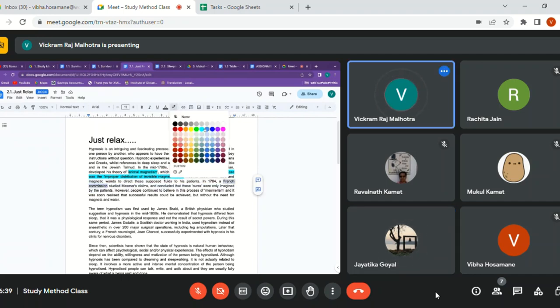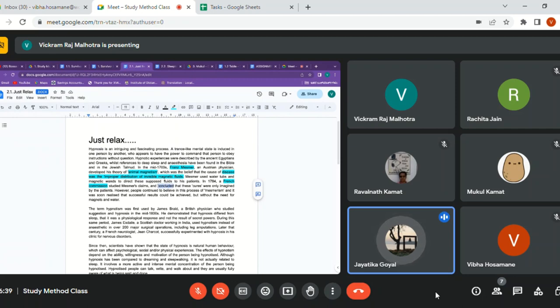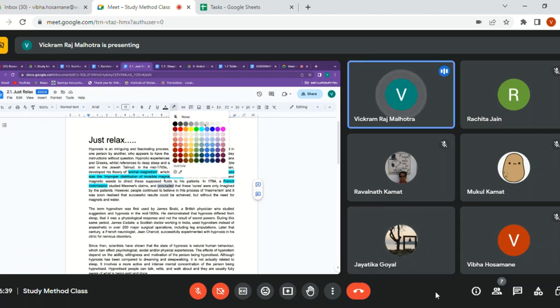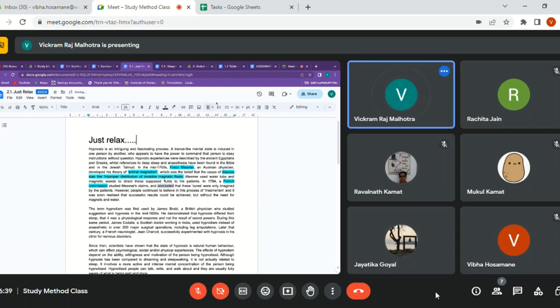French Commission, what did they do? Cures were only imagined by the patients. They concluded that cures were imagined.